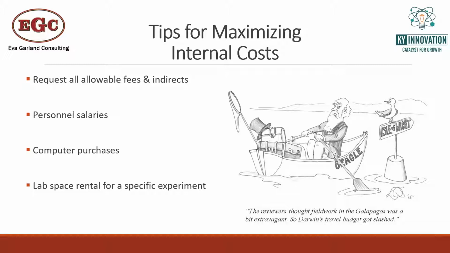However, especially if you're applying for your first SBIR, if you can segregate, hey, I'm going to use this lab space just for the experiments that support this grant, then you can include that as a direct cost, and that can be helpful in order to get more internal costs.